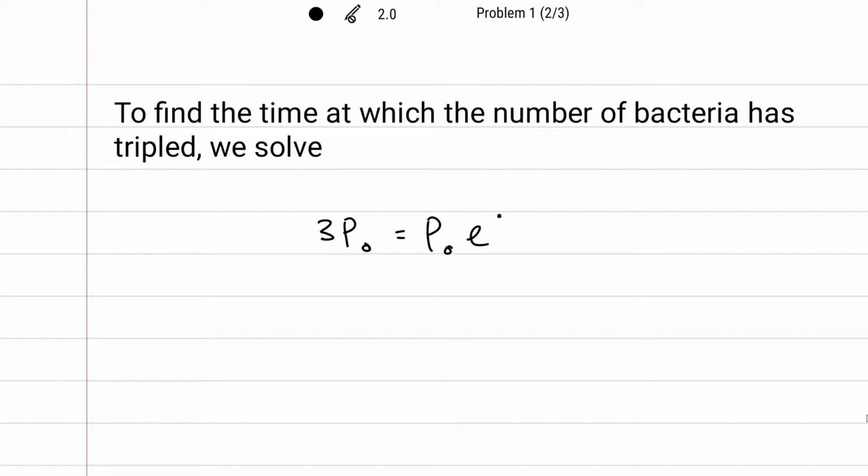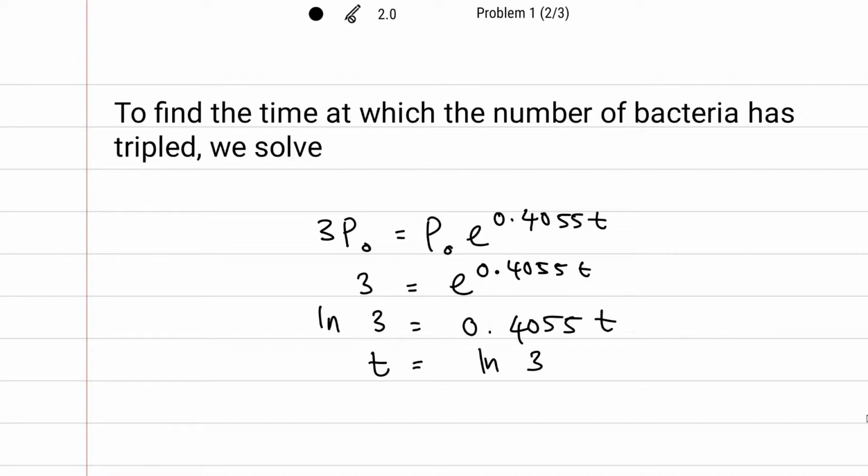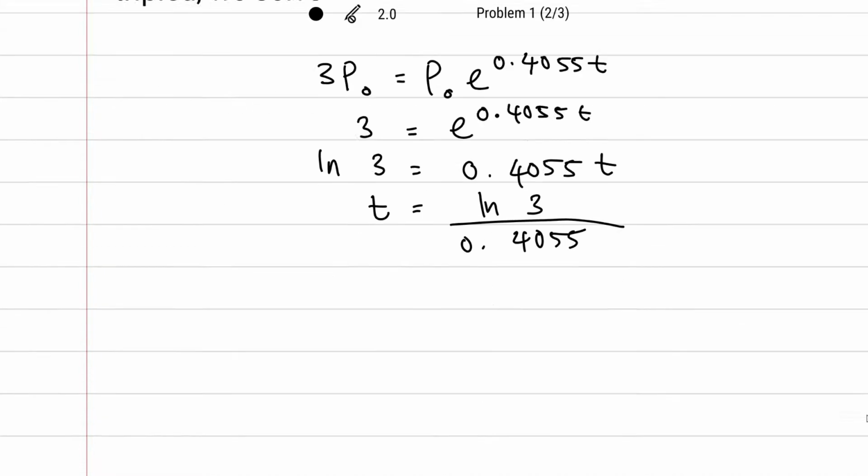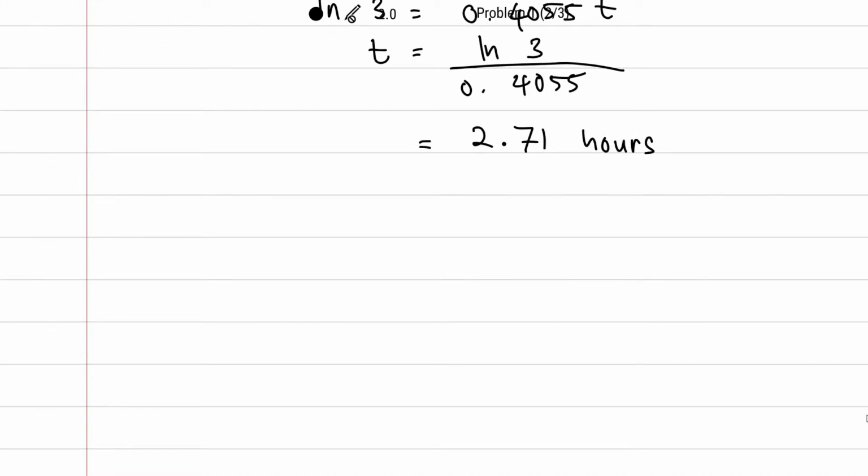To find the time at which the number of bacteria has tripled, we must solve this equation: 3p0 equals p0 e to the power of 0.4055t, and solve for t. The t is approximately 2.71 hours.